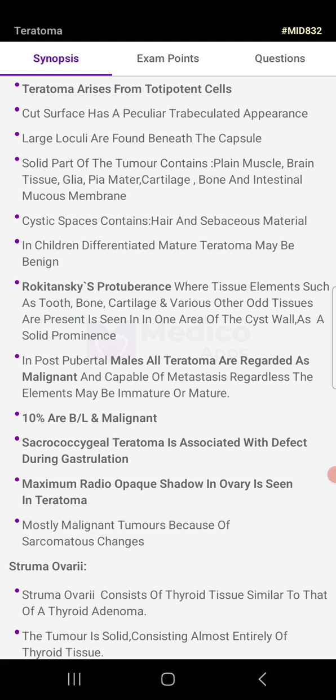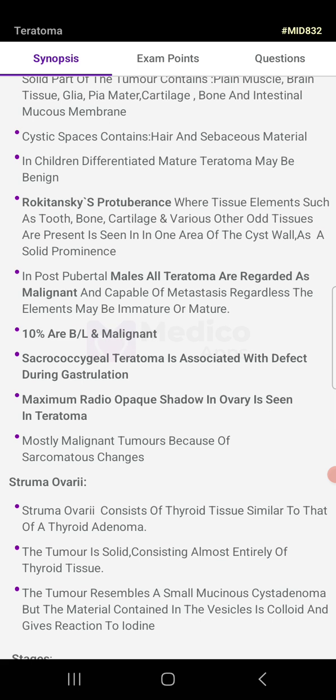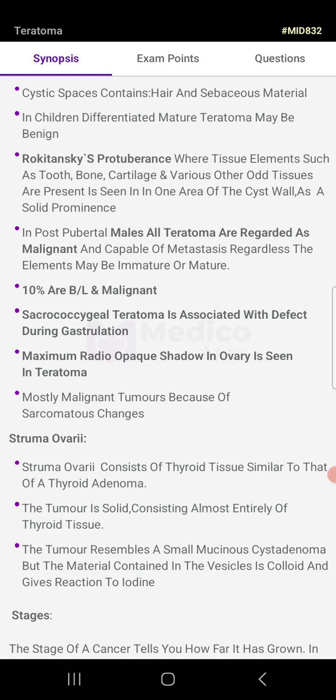In children, the differentiated mature teratoma may be benign. Rokitansky protuberance, where tissue elements such as tooth, bone, cartilage, and various other odd tissues are present, is seen in one area of the cyst wall as a solid prominence. In pubertal males, all teratomas are regarded as malignant and are capable of metastasis regardless of whether the elements are immature or mature. 10% of the benign ones become malignant.